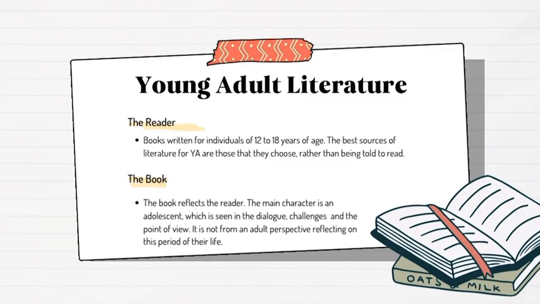Young adult literature, as defined in our text, is literature written for young people ages 12 to 18 and books that are marketed as young adult by a publisher. We would like to focus on the books that adolescents choose to read over the ones that they are being told to read to really promote literature in their lives and in our school.